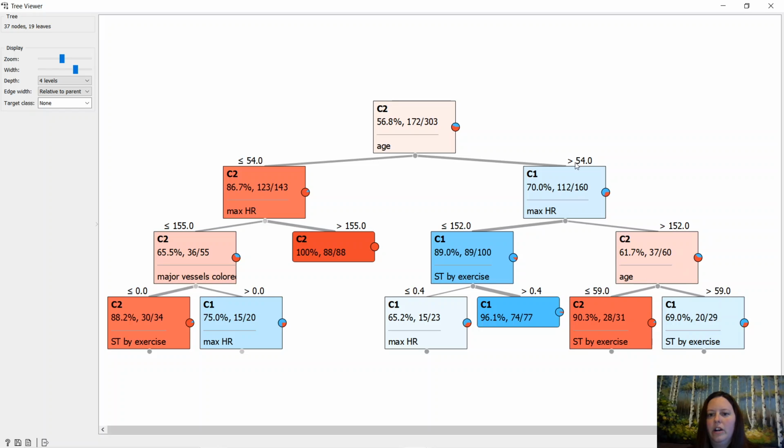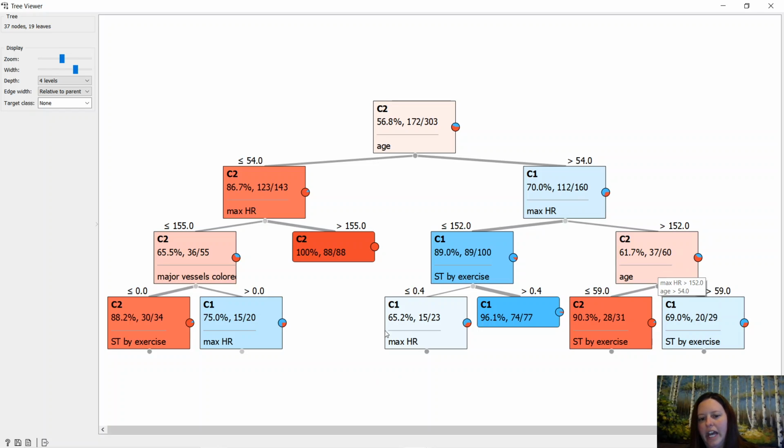Let's move on over here. We are over the age of 54, and our maximum heart rate is the next deciding factor, most important. Then we have age and exercise. If your maximum heart rate is less than 152 beats per minute, then you will go into category one, and then decide if you're this part of category one or this part of category one. The shading has to do with how relative it is.